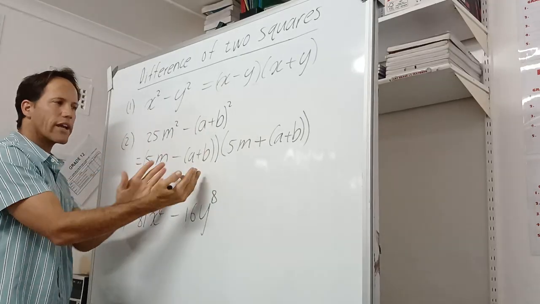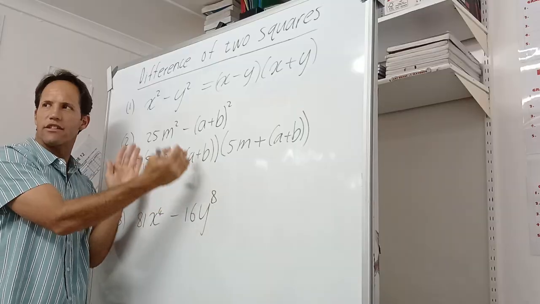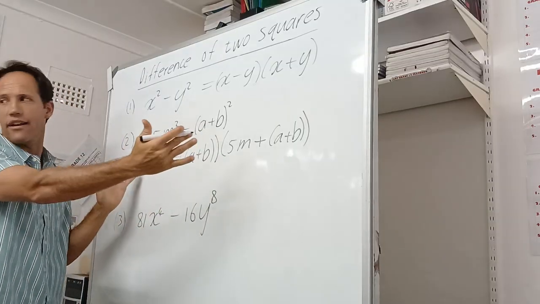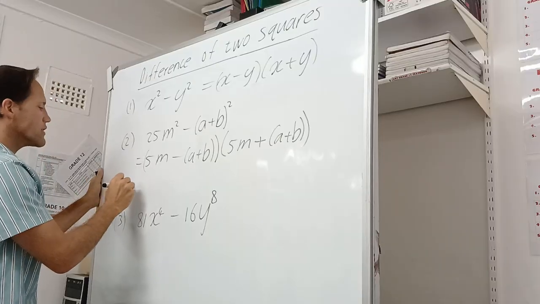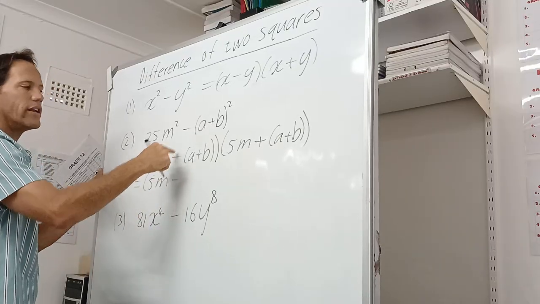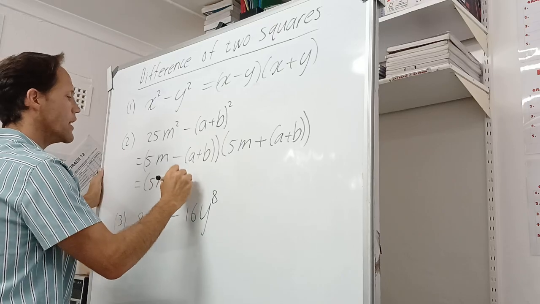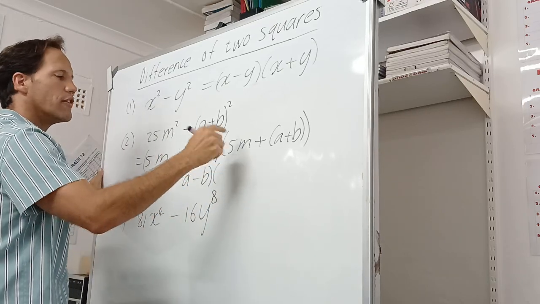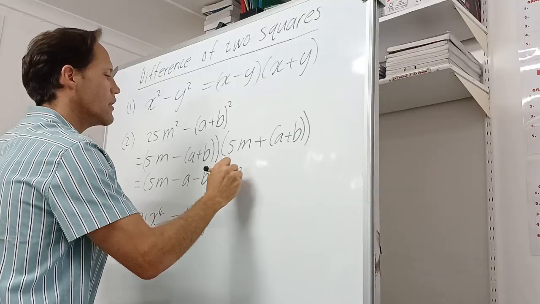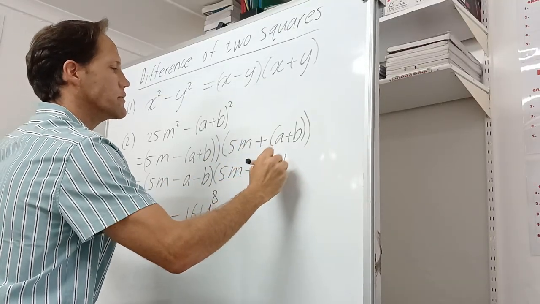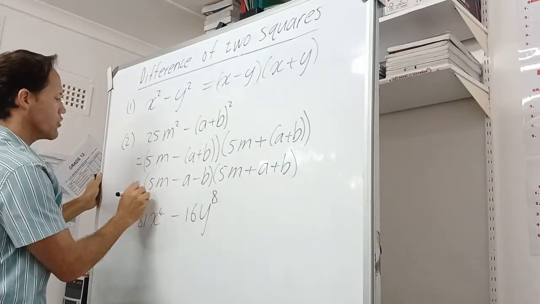We don't want brackets inside brackets. With factorizing, you don't want brackets inside brackets. So your last step, you're actually done. The only thing you can still do to make it neater is say it's 5m minus times a is minus a, minus times b is minus b. And then here 5m again, plus times a is plus a, and plus times b is plus b. And then that's your final answer.